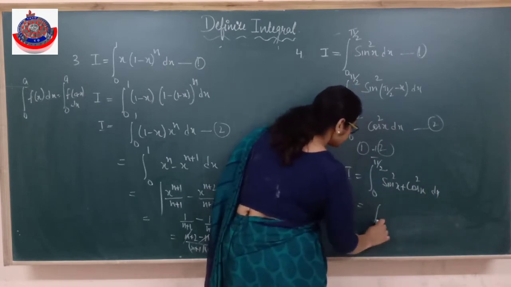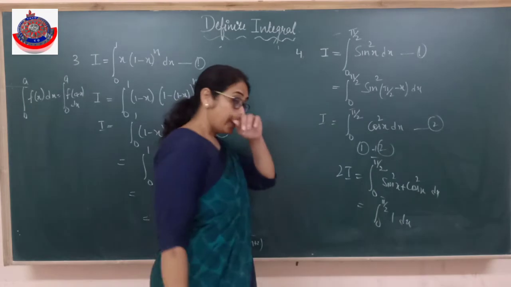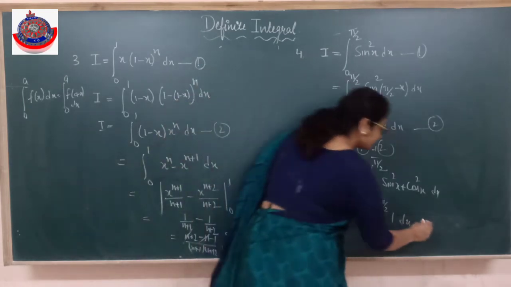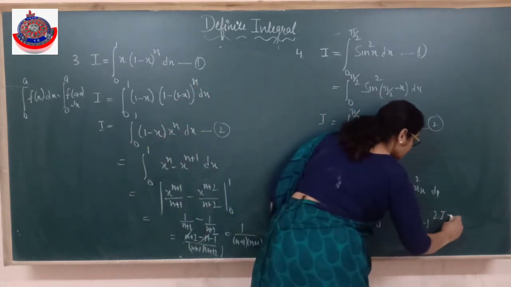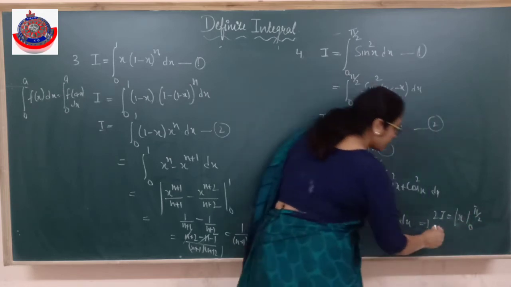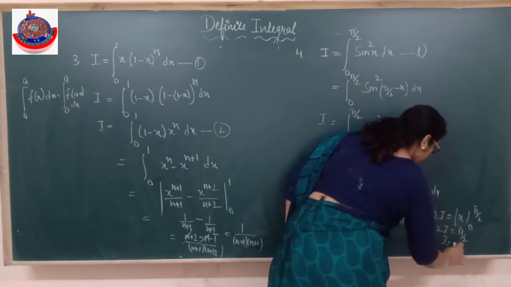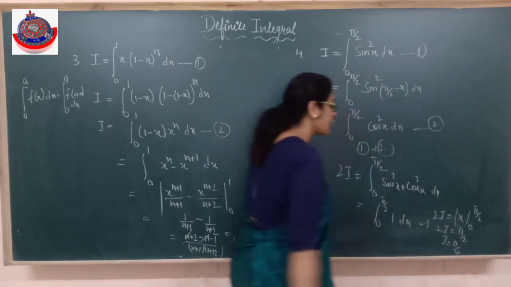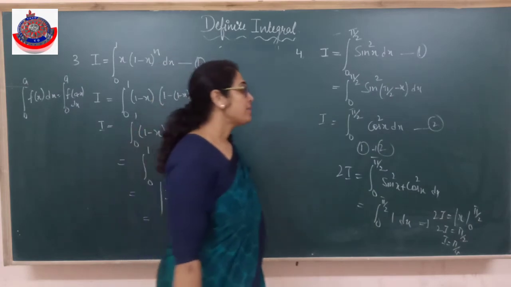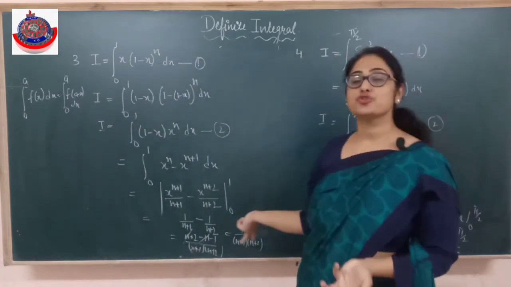That is 1. Alright, integrate 1. That is integration is x. Put the limit. Pi by 4. I is equals to pi by 4. Clear? So you can apply this property in such kind of questions also.